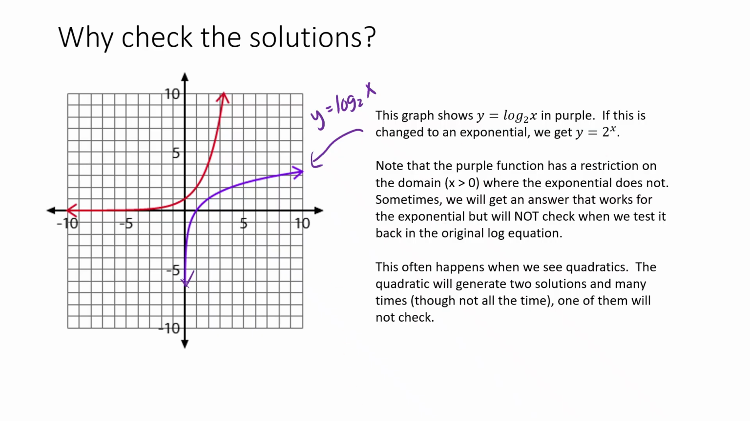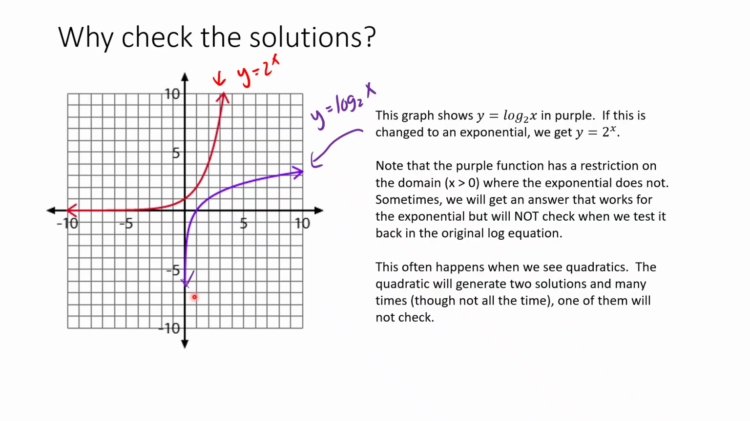And so the exponential here is the one in red, and this one is y equals 2 to the x. So if you were to take the logarithm and change it to the exponential, okay, remember that's one of our strategies that we can use. Take a logarithm, change it to an exponential. We are going from something that has a restriction on its domain to something that does not have a restriction on its domain, because this red function will exist everywhere. So sometimes we'll get an answer that works for the exponential, but will not check when we test it back in the original log equation.